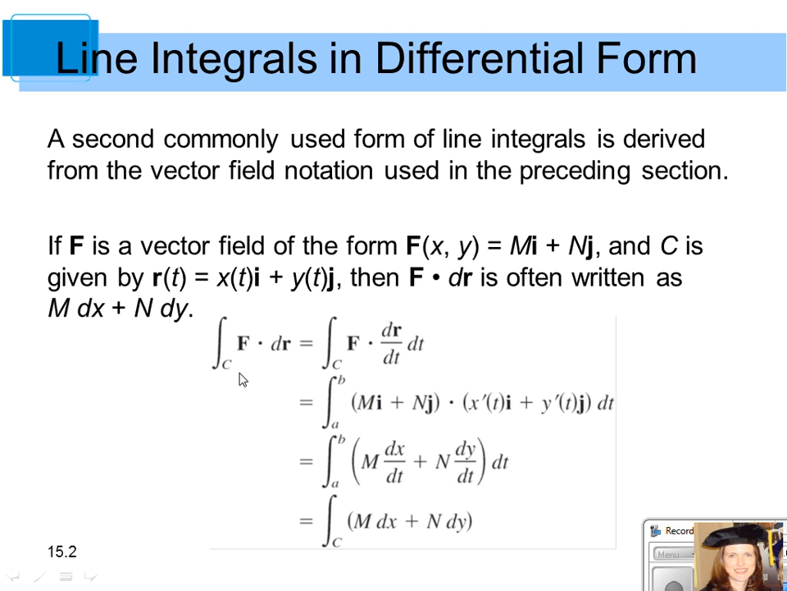The line integral for f dot dr, again, if f is equal to mi + nj, and dr is found by taking r prime of t dt. When you take the dot product of those, you end up with m times dx/dt plus n times dy/dt, all times dt. When you distribute the dt's, they cancel out. So you have a line integral in the form of m dx + n dy. We call that a line integral in differential form.